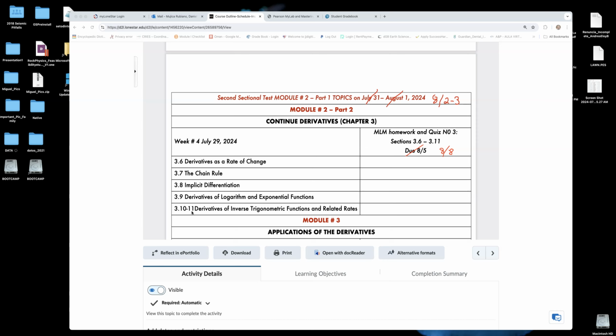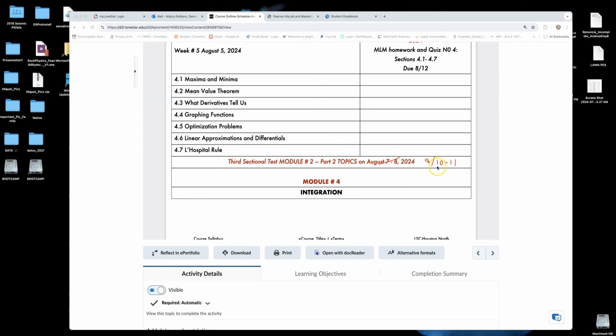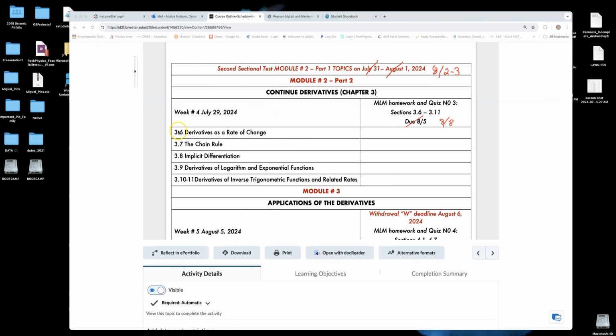Just a reminder, tomorrow, August 8th, which is Thursday, all the homeworks for the second part of chapter 3 are due. And remember that over this weekend, between August 10 and 11, you will have in my lab map open the first sectional test, which is basically about these two.